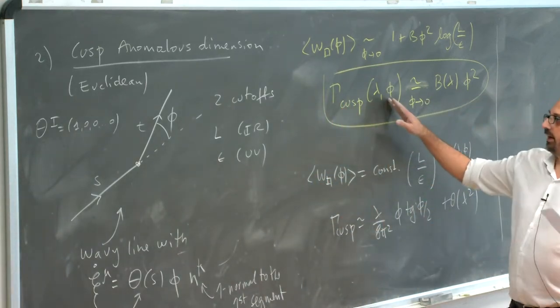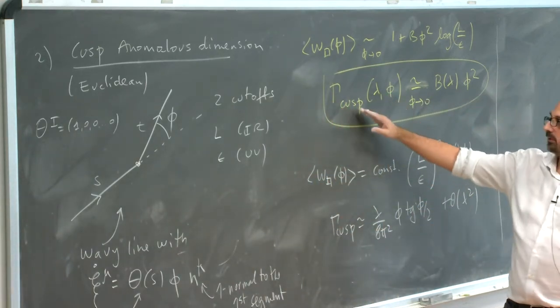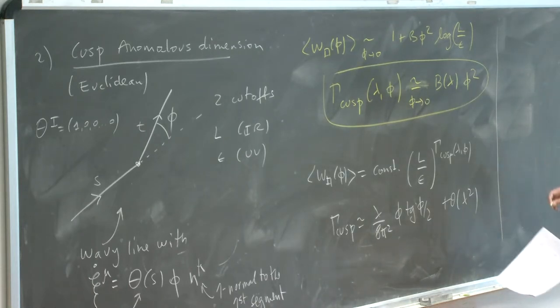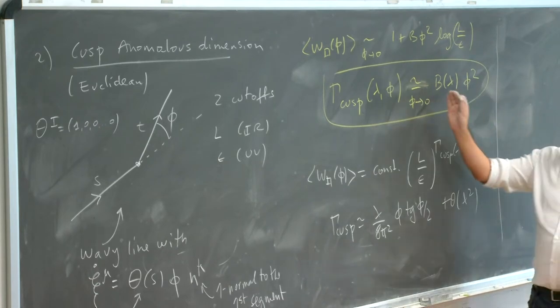You can also do that, and there are also expansions. You can introduce a dependence on this internal angle in gamma cusp. You can expand again, and this is very similar. You're going to have phi squared minus the internal angle squared. So there is a very similar structure. Good. So now we introduce the Bremsstrahlung function and gamma cusp.